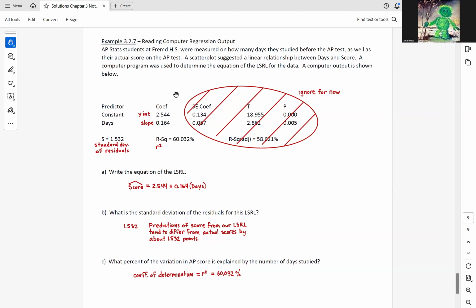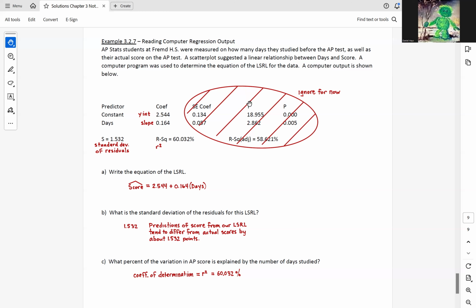Okay, good morning. This is the last page of the Chapter 3 notes for AP Stats, example 327. This is where we see how to read a computer regression output. It's fairly common on the AP exam for information about a linear relationship to be presented in the form of a computer output from a statistical program. And as a student, it is your responsibility to know how to read these outputs.